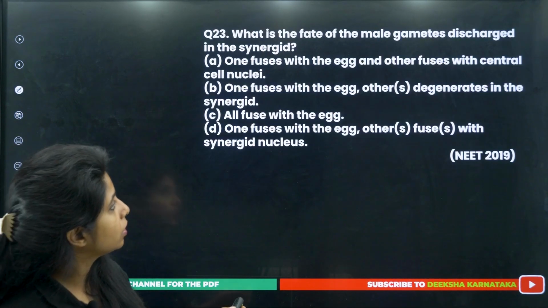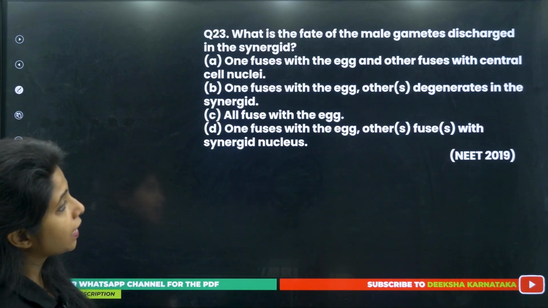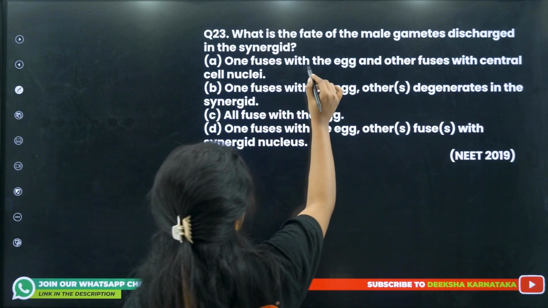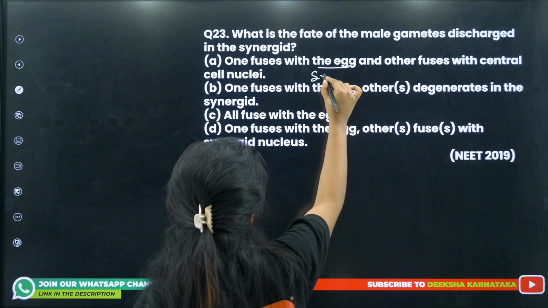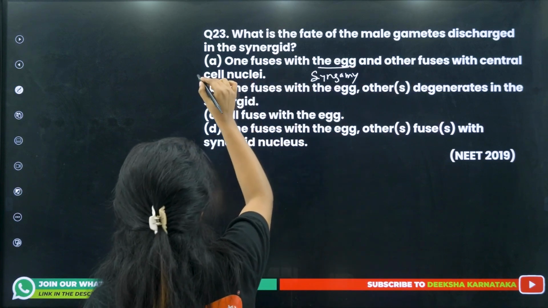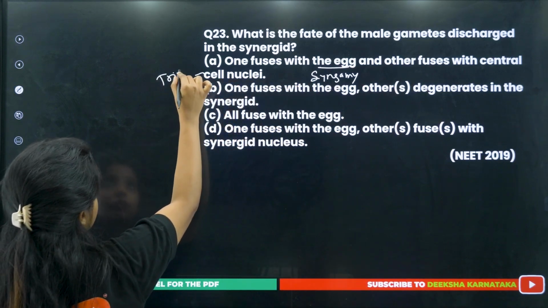So you only see over here and tell me the answer. One fuses with the egg and other fuses with the central cell nuclei. Yes, one fuses with the egg and this is known as syngamy. And the other one fuses with the central cell nuclei. This is known as triple fusion because 3 nuclei are fusing.